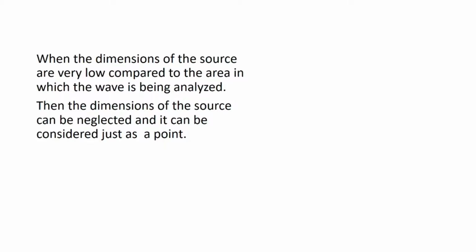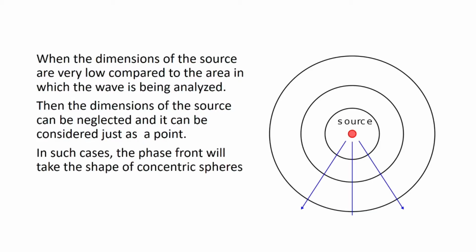Now, if I have a point source, then this is how the phase fronts take place. The phase fronts will take the shape of concentric spheres. So this is sphere 1, sphere 2 and sphere 3. In other words, the phase is dependent on the radial distance from the source. If the phase is dependent on the radial distance from the source, then they take the shape of concentric spheres.